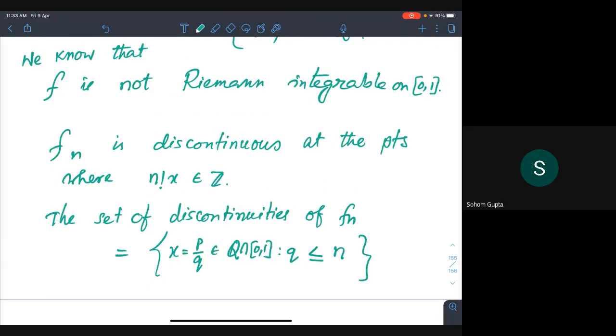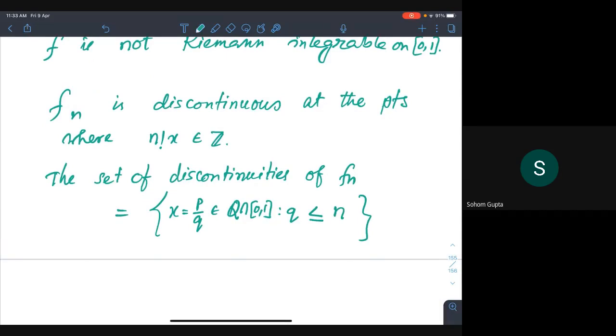So we are looking at the closed interval [0, 1]. This can become an integer only when x is rational. And not just all rationals: if the rational is of the form p by q in the reduced form, where p and q are co-prime, then q must be less than or equal to n. Is this clear?